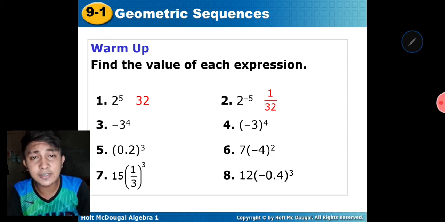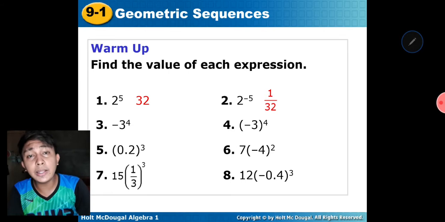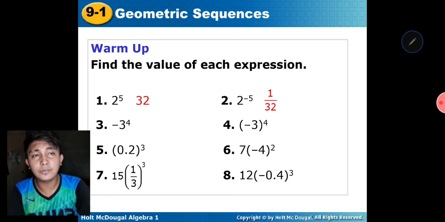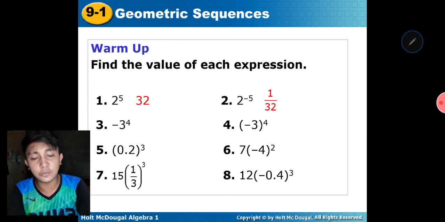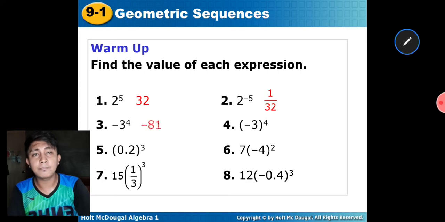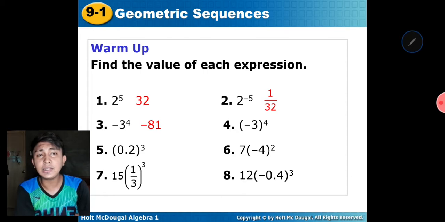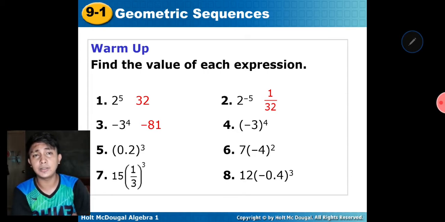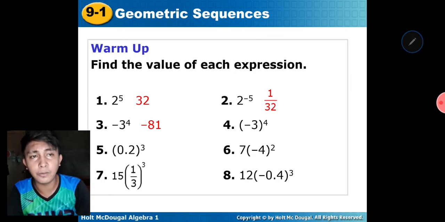A number that is raised to a negative exponent is a fraction. So we can write it as 1 over 2 raised to 5. So it is equivalent to 1 over 32. So negative 3 raised to 4 is equivalent to negative 81. Why negative 81? Let us look at number 4 later on. What is the parenthesis of negative 3 raised to 4?